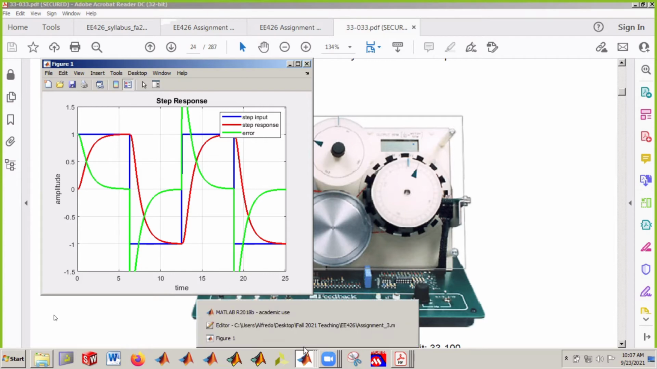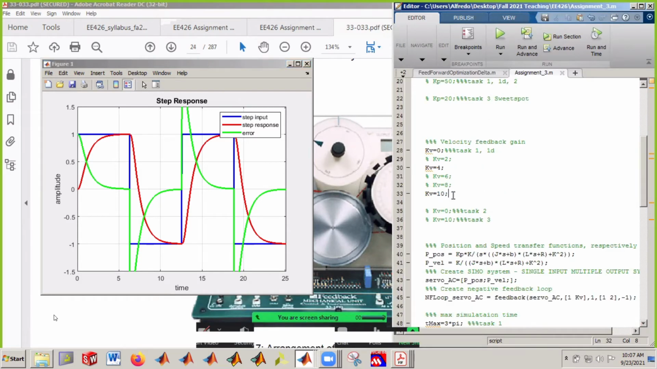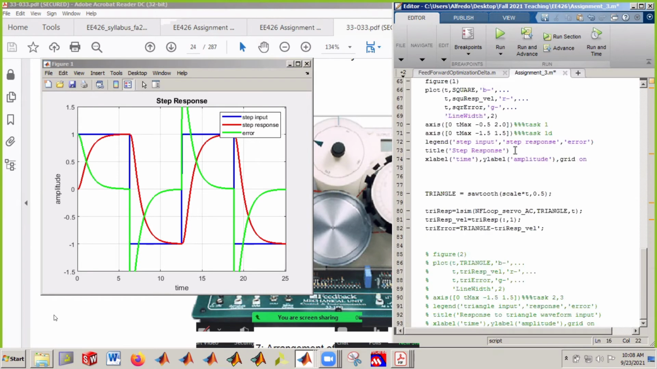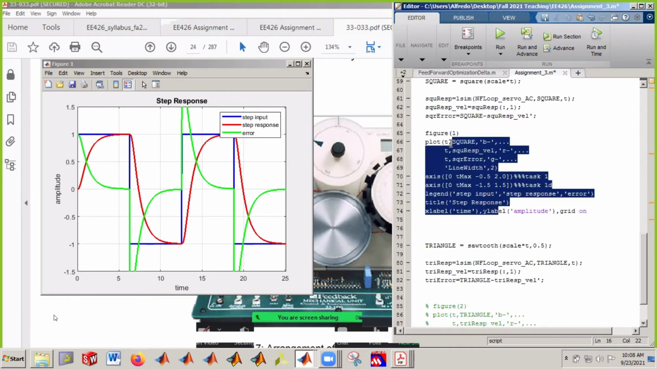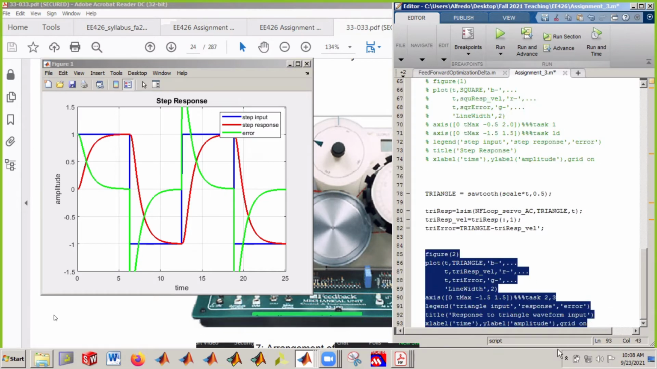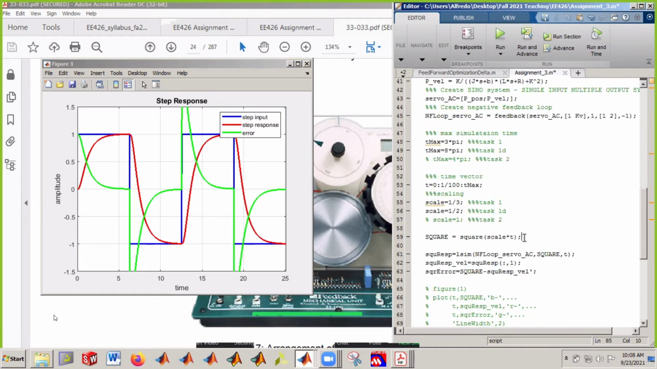So now let me move on to task 2. Let me just set this up. For task 2, I need a particular Kv equal to 0 so that I can prove a point. And then I need this to start from 10. And for this, I want to get rid of the square wave because we don't need it anymore. And we're going to use triangles for tasks 2 and 3. All right, let me just run this. Oh, I think I need to scale this here.